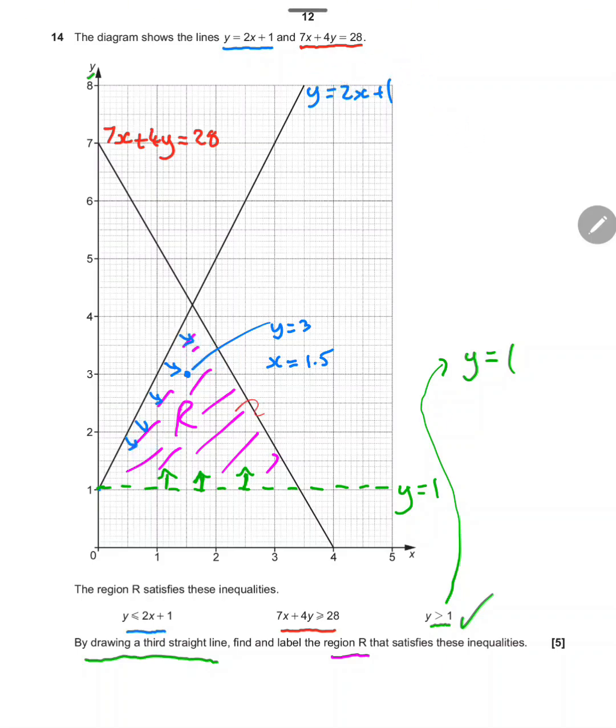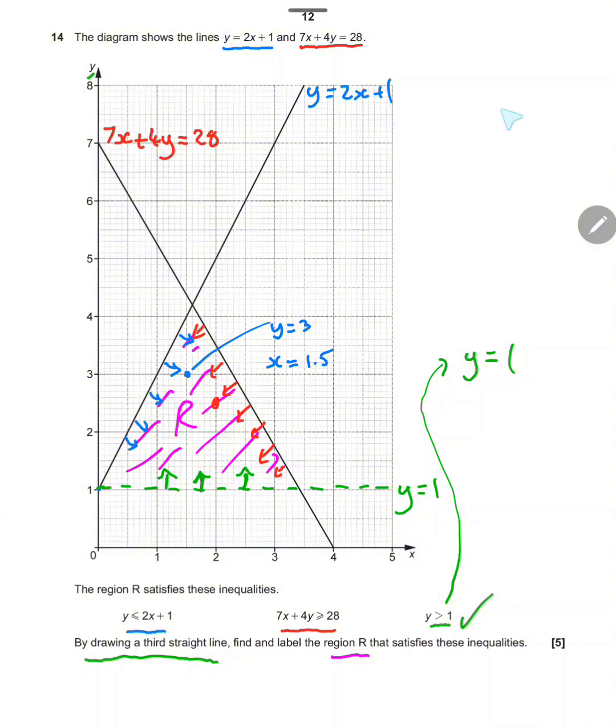And I'm going to tell you now, if you picked any point in this region and checked that straight line, 7 lots of your x value added to 4 lots of your y value would be 28. And that's just confirmation that the pink region we've shaded satisfies all 3 inequalities. So that's the bit I've coloured in. That is the region I'm looking for.